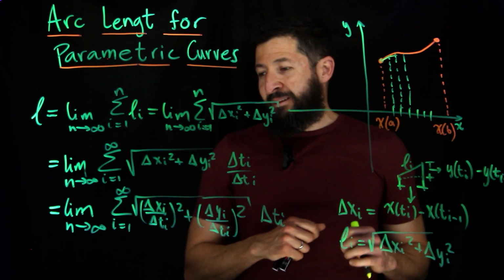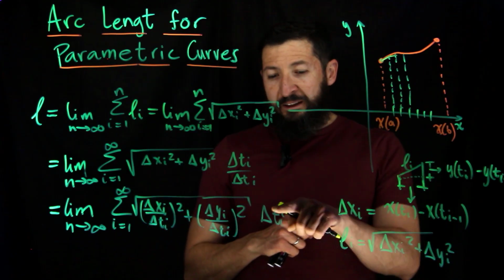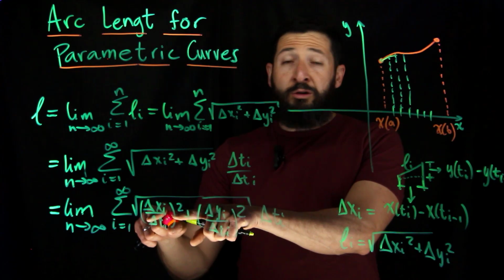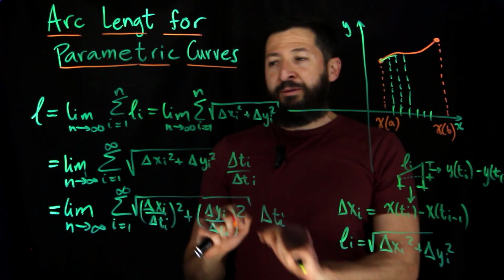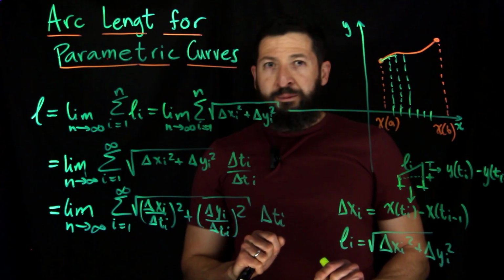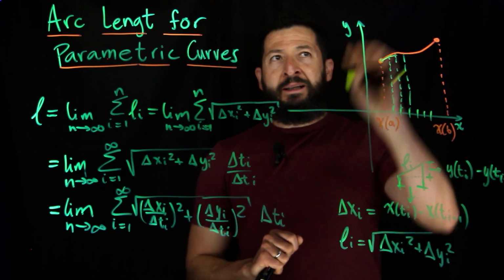As I take the limit as n goes to infinity, this becomes dt. This one will just be x prime of t squared, and this is going to be y prime of t squared. And the formula that I obtain, I'm going to write it up here because I'm going to need it.